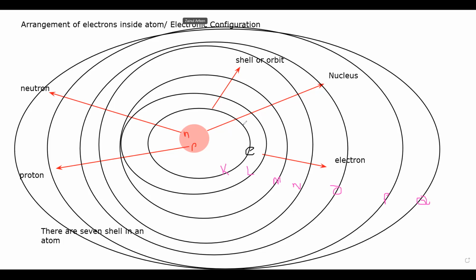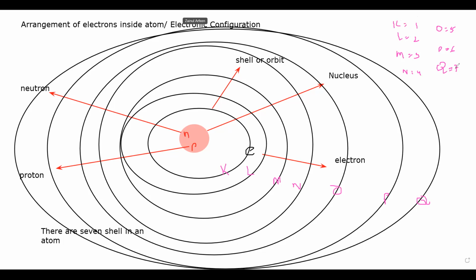You can also say the K shell is the first shell, the L shell is the second shell, the M shell is the third shell, the N shell is the fourth shell, O is the fifth, P is the sixth, and Q is the seventh shell. So an atom has 7 shells or 7 orbits, which are named K, L, M, N, O, P, and Q.